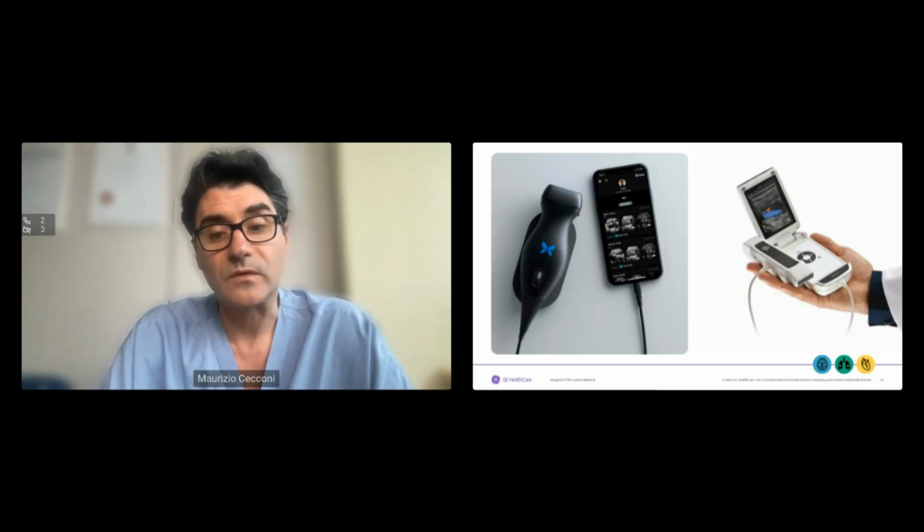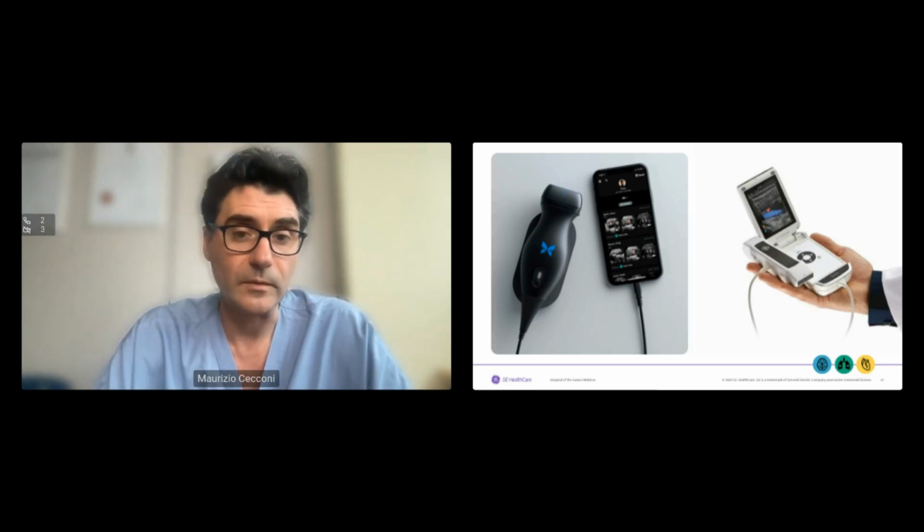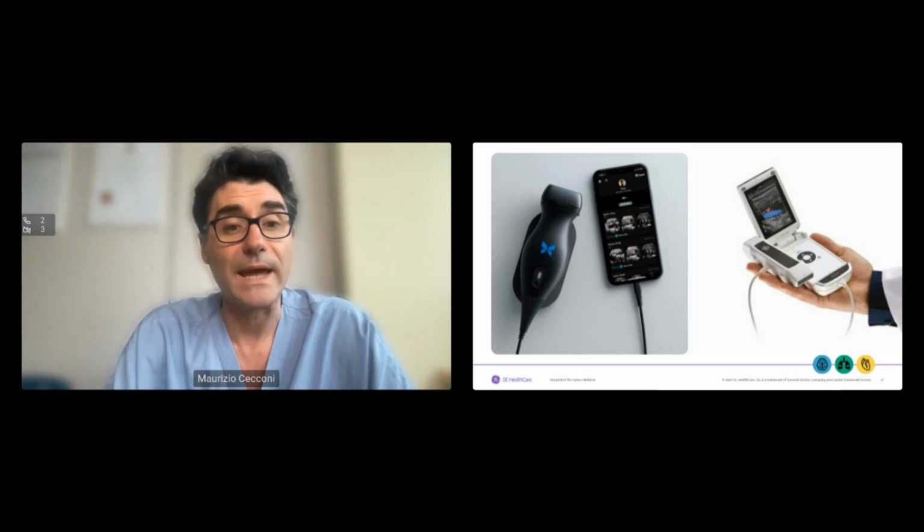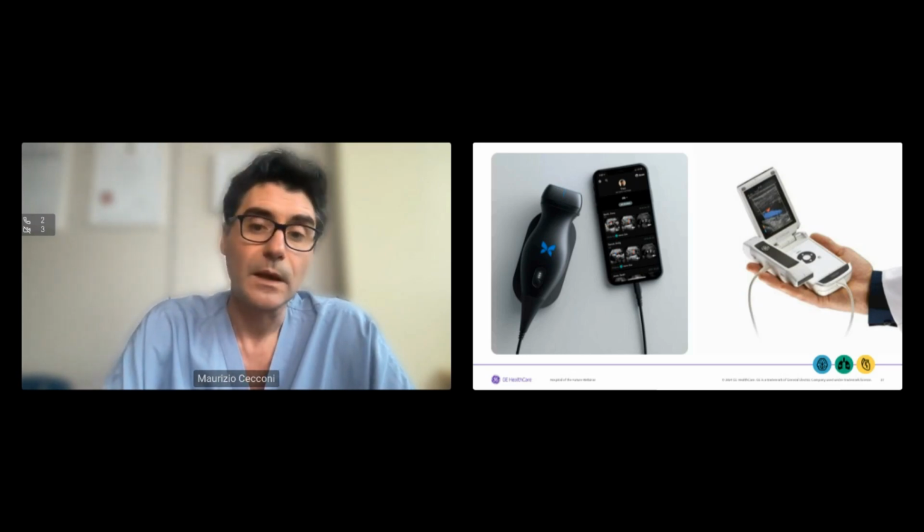So even with this help, you're probably removing the need for skilled people to get the image, because the machine itself will help you to get that. And then maybe you can just focus on the interpretation.